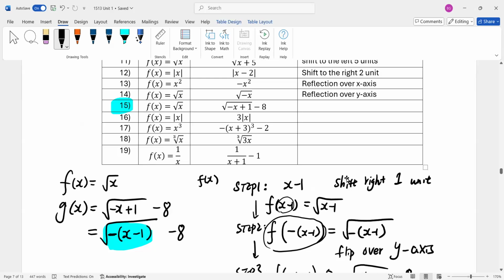Number 16 is the absolute value function. 3 here is multiplied with the whole function. So we tripled the y value. Since we tripled the y value, the change is vertical. All the y values are going to become 3 times bigger. So this is vertically stretched 3 times, or by a factor of 3.